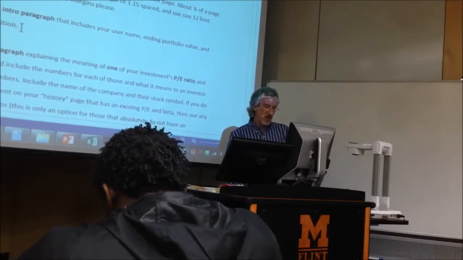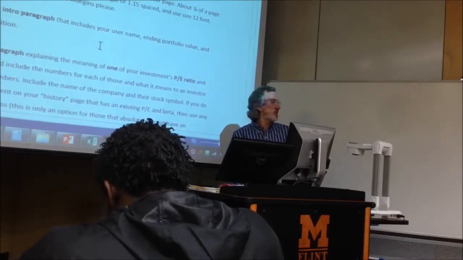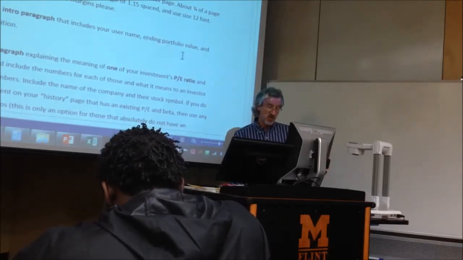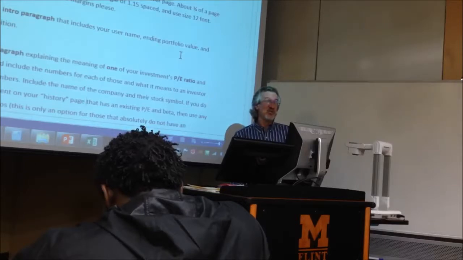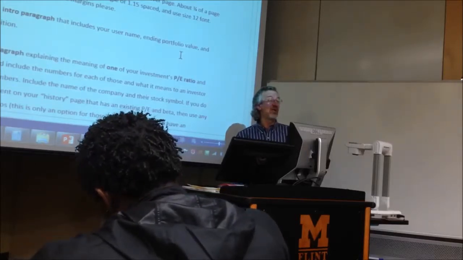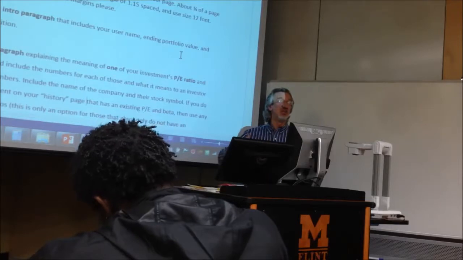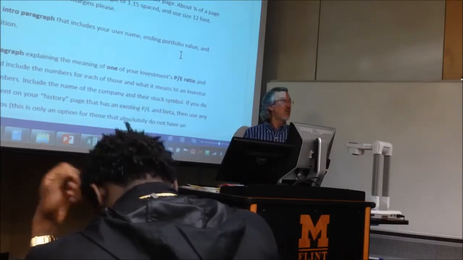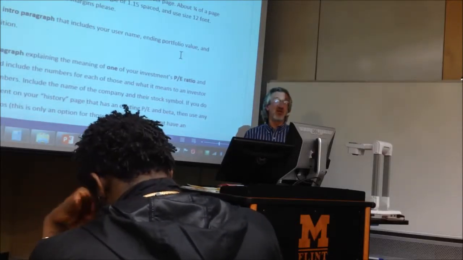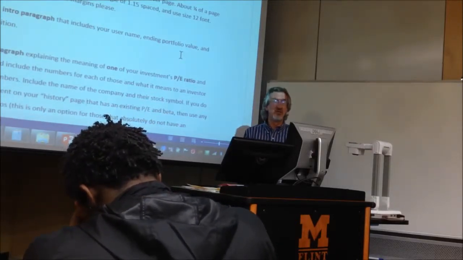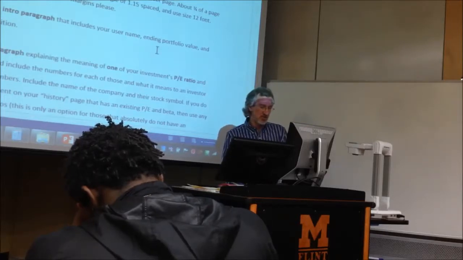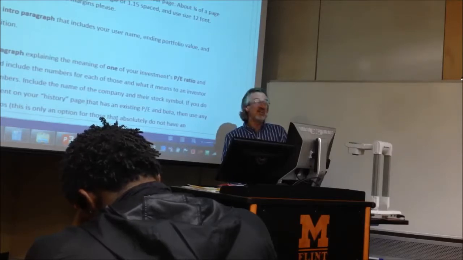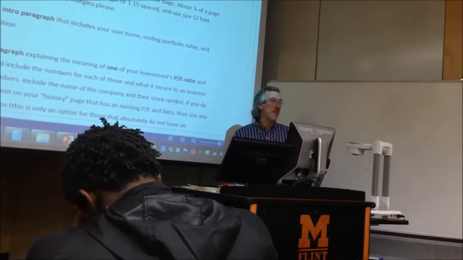So, the intro paragraph should be very short, and somehow, whatever you're going to write in your intro paragraph, please include your username on Investopedia, your ending portfolio value, which a lot of people get wrong because Investopedia keeps changing after the game ends. So you've got to know what your value was after the market closes on the 12th, the last day of the simulation. And then your ending ranked position, 1 through whatever.